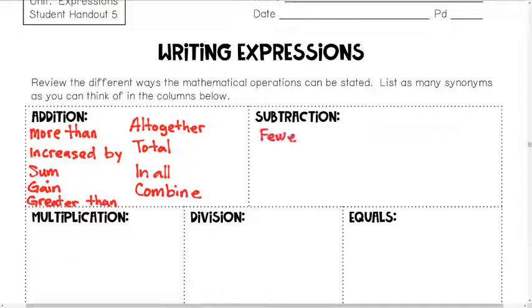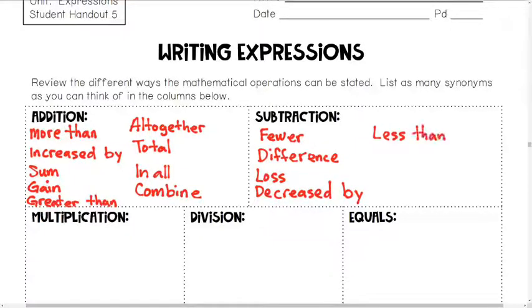For subtraction, we have fewer, difference, loss, decreased by, less than, and again notice that it doesn't say is less than. This is different than is less than. It has to say the words less than.